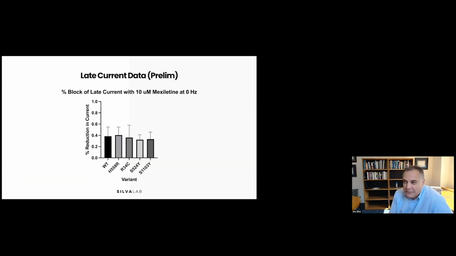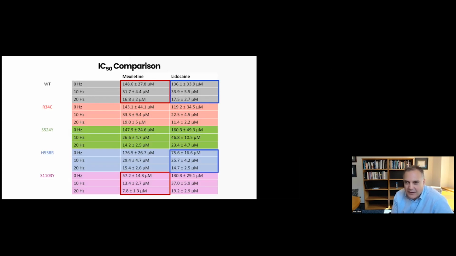So we looked at late current, which was kind of interesting because we imagined that the late current block would be different. We didn't really see much of a significant difference, although I will note that in HEK cells, there's not much late current. And so we don't have strong confidence in our ability to measure it in ours or other people's, at least in HEK cells. This is our summary data, where we really saw a strong difference between S1103Y compared to wild type. And we also saw for lidocaine a difference between H558R and wild type as well.